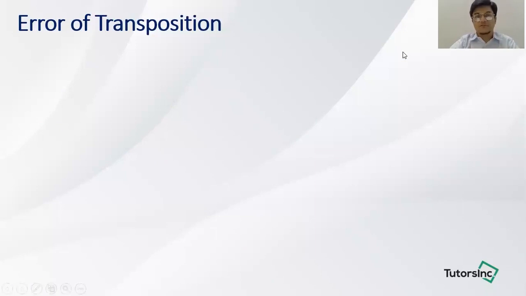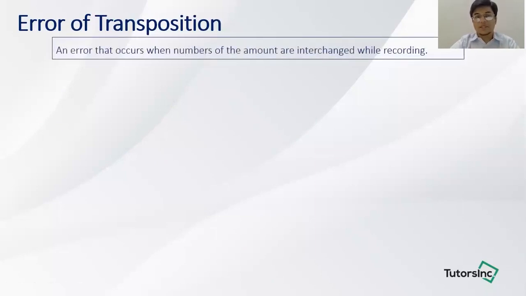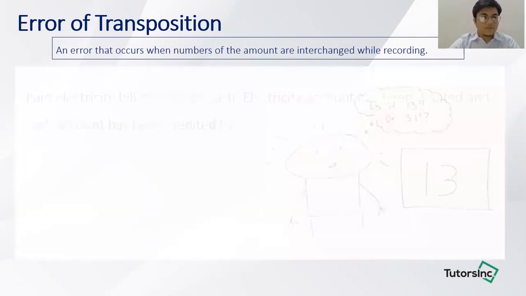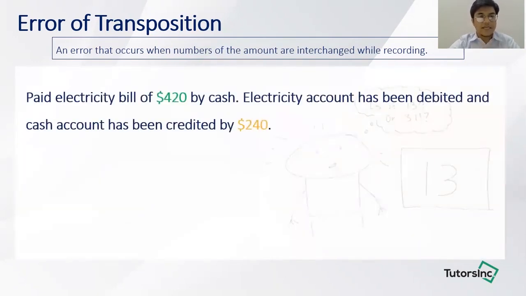Moving on to error of transposition, which is an error that occurs when the numbers of the amount are interchanged while recording. For example, the original value of the transaction was $13, but instead of recording $13 in the accounts, you have recorded $31. What you have done, you have by mistake interchanged the numbers and therefore the value has changed. For example, we have a transaction which says we have paid electricity bill of $420 by cash.